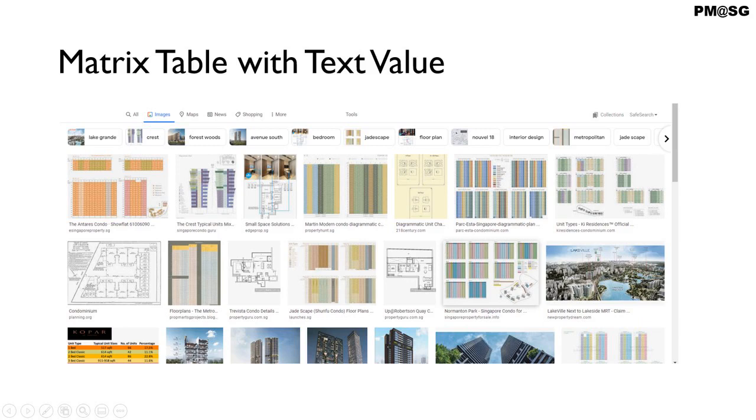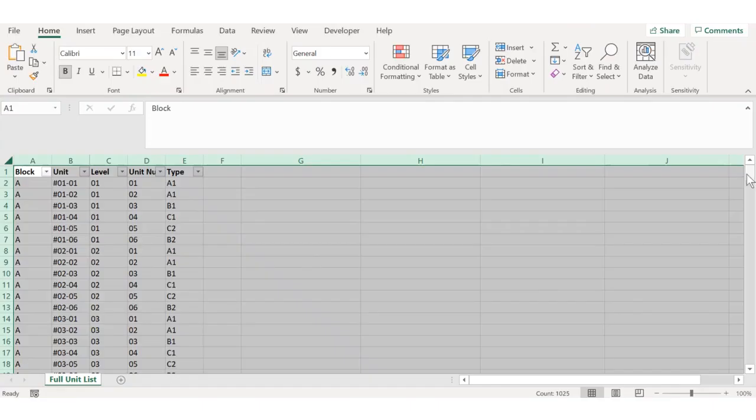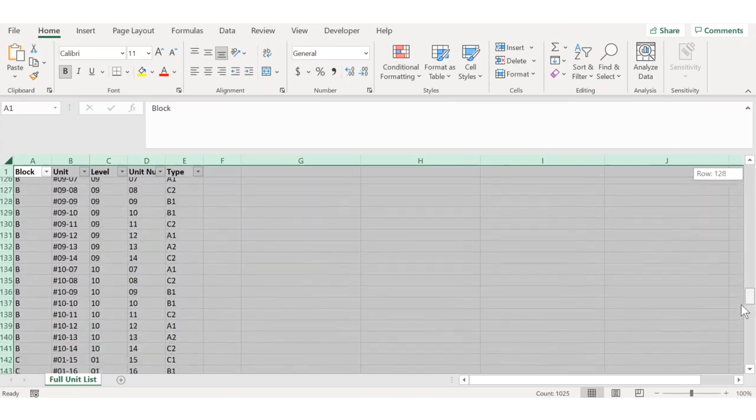related to unit type. We can still make use of a pivot table to convert tabular format data into a matrix table and display text values instead of numbers or dates as shown in previous videos. We will need to use a DAX formula to achieve this. Let us jump straight into a quick demonstration.